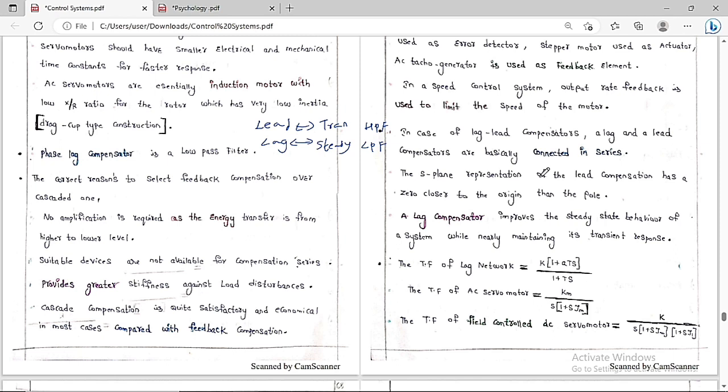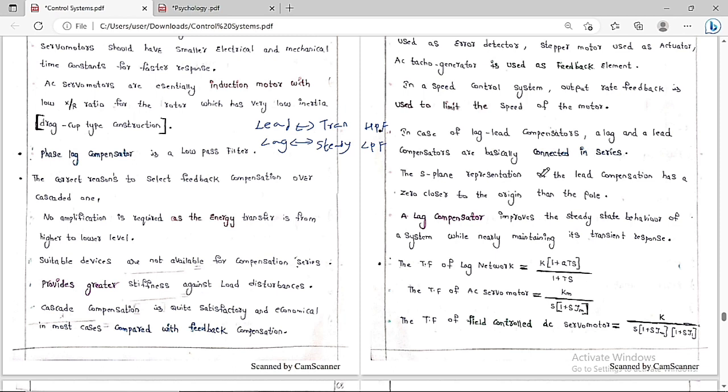The lead compensator is basically used to improve the transient response, so it is going to deviate the steady state response. The lag compensator is basically used to improve the steady state response, so it is going to deviate the transient response. So in the case of lead compensator, the zero is closer to the origin.